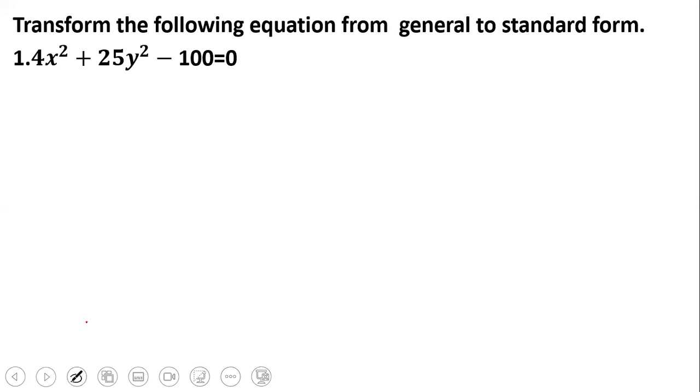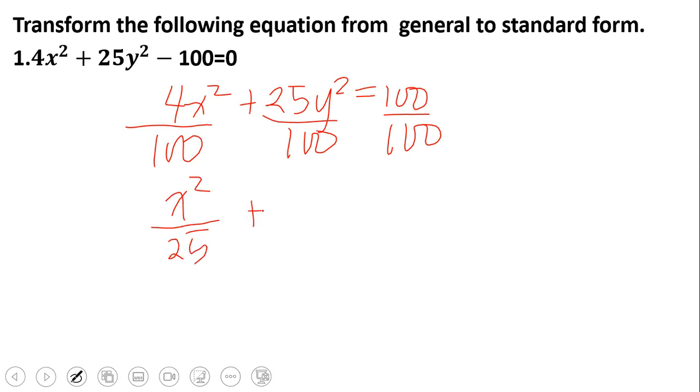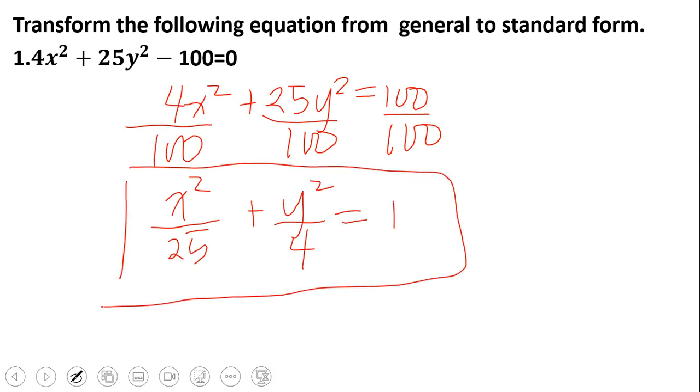So this time we're going to transform into the standard form. So we have 4x squared plus 25y squared is equal to 100. So don't forget to divide all the terms by 100 over 100. So this will become x squared over 25 plus y squared over 4 is equal to 1. And this will be our final answer.